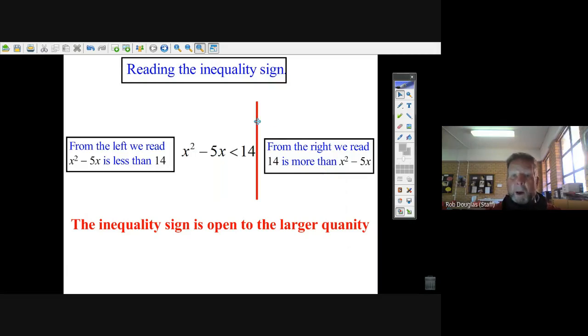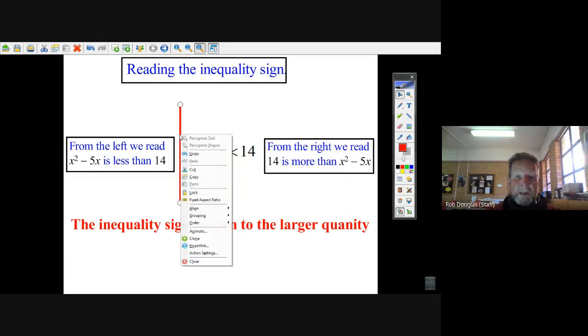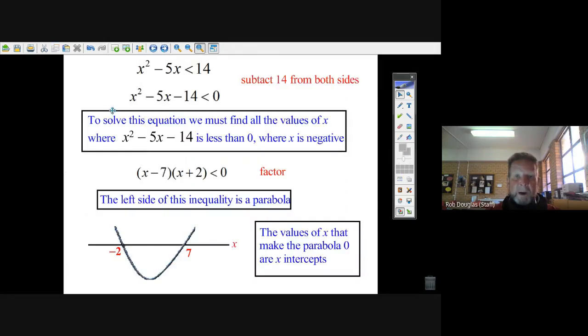So from the right, we'd read it that 14 is greater, because when it's open, it's greater. 14 is greater than x squared minus 5x. X squared minus 5x is less than 14, and 14 is greater than x squared minus 5x. The inequality sign is always open to the larger quantity. So the 14 is bigger than this stuff. If you understand that, then you'll be able to do any of these problems.